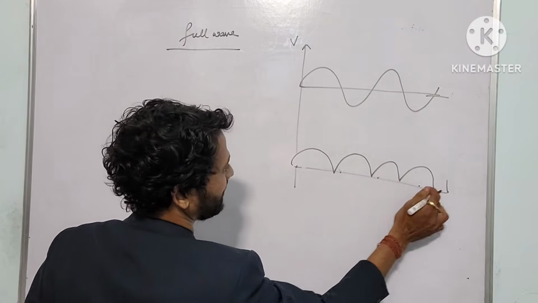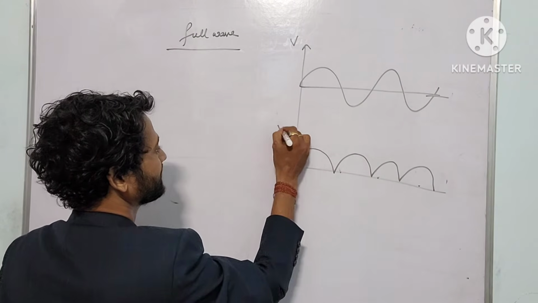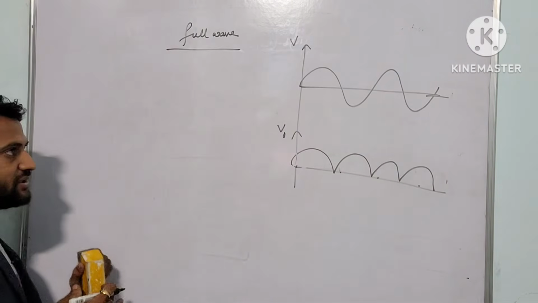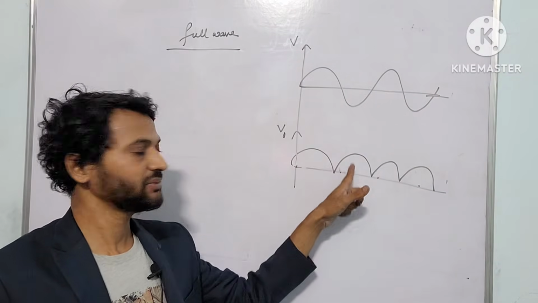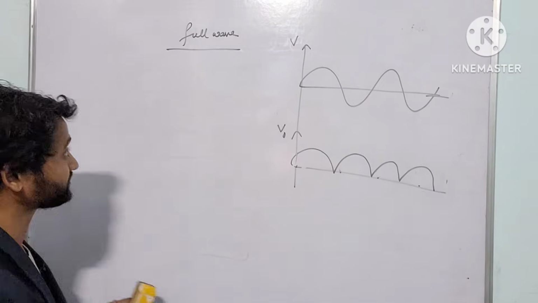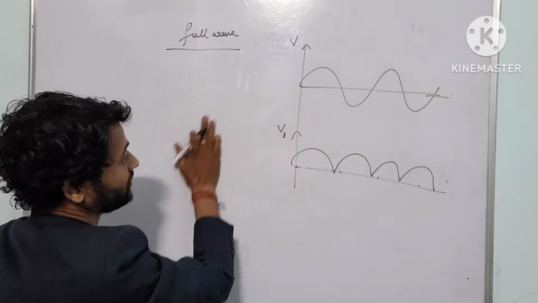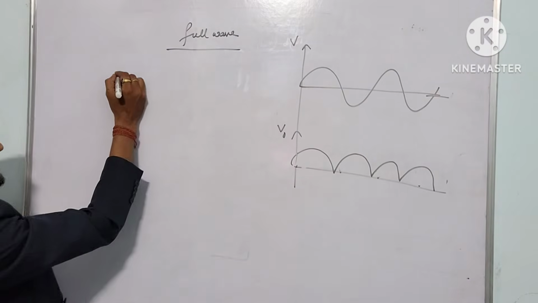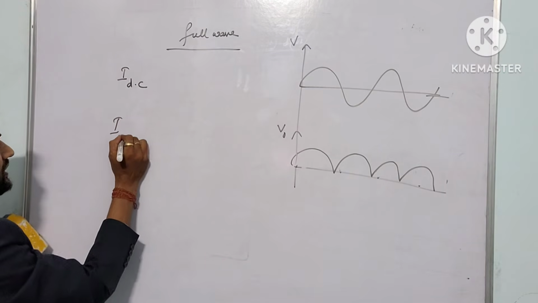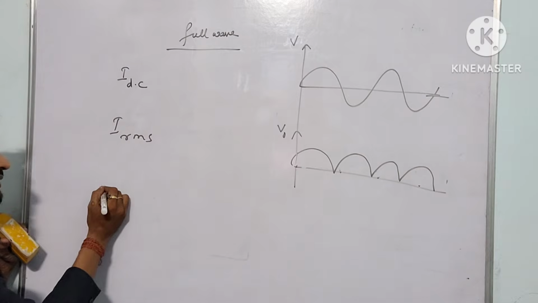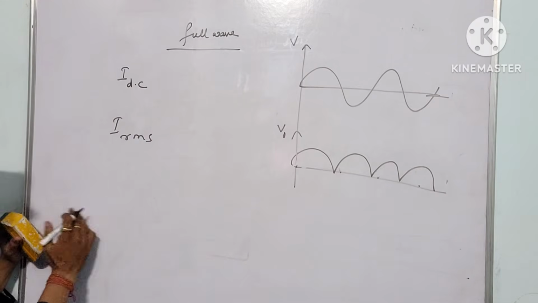Okay, this one is your output. So that means in each cycle, it conducts in the positive half cycle and it also conducts in the negative half cycle, since we are talking about the full wave rectifier, right? So again, here you will be getting two currents. One is IDC, second is what? IRMS, the root mean square value, and IDC, the average value.